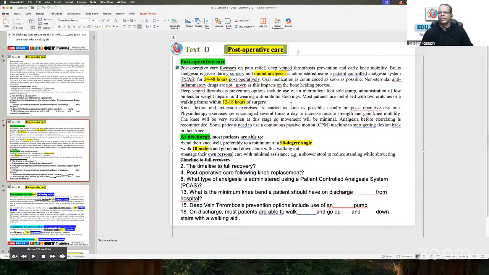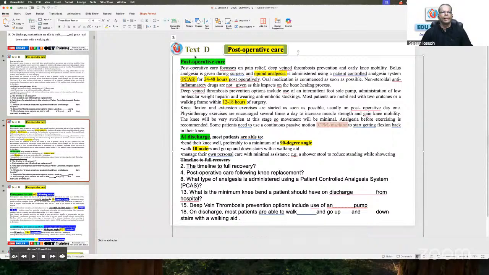PCA, short forms. Usually. We won't take it up now, that is, we have not studied it. We'll stick to only skimming. That comes under synonyms. CPM machine, what machine? Where is it? Intermittent pulse, post-operative care, second para, last line. Okay, CPM machine.